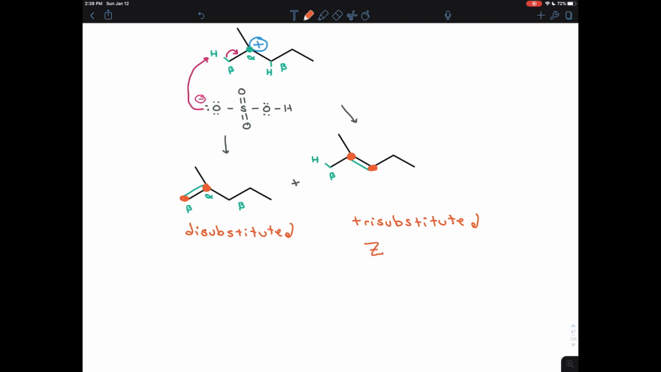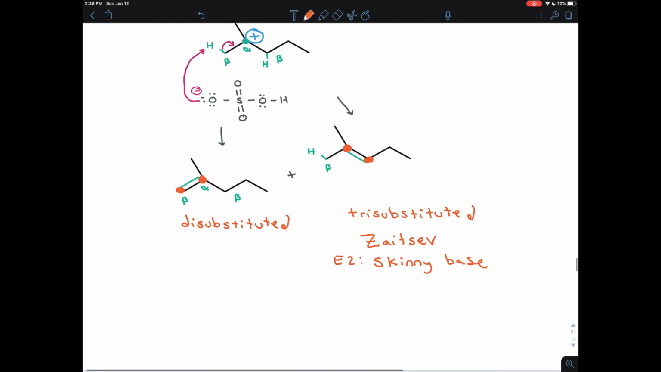It's called the Zaitsev product, the more substituted product. It doesn't have to be tri-substituted, it just has to be the more substituted of the different options. That's the Zaitsev product, and you can make that one your major product if you use a skinny base. That's for E2 reactions. We'll discuss that in a second. But usually a skinny base is associated with the Zaitsev product.